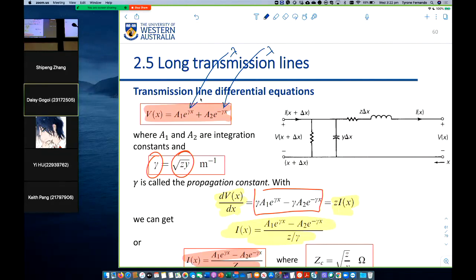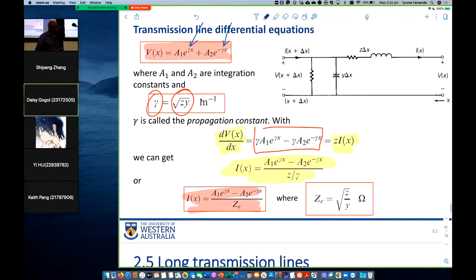Now, if I take the expression for Vx and differentiate once, we get gamma A1 e to the gamma x minus gamma A2 e to the minus gamma x. And we know that is equal to Z times Ix. We have seen that equation. So Ix can therefore have this expression. That's Ix. And if you do the simplification, you can see that ZC, in fact, is square root Z over Y. It's very straightforward.